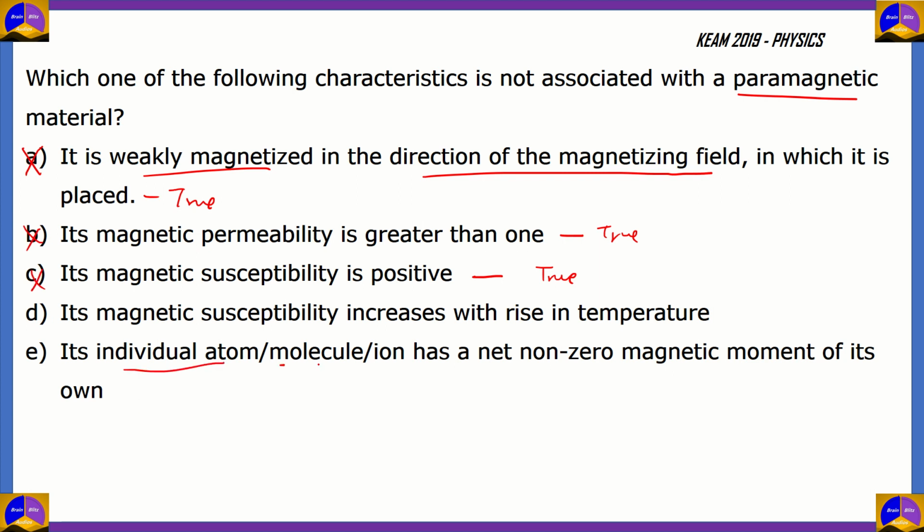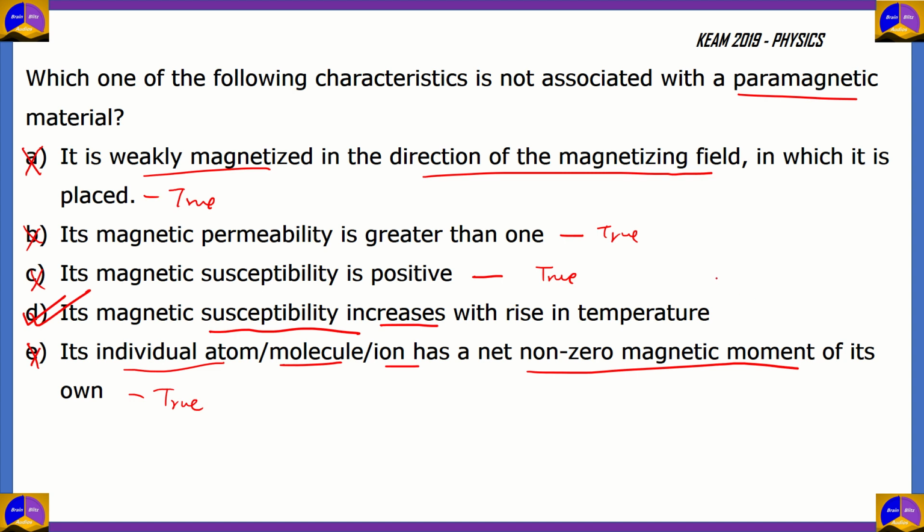Its individual atom, molecule, or ion has a net non-zero magnetic moment of its own. That is true because that's the reason why it can be magnetized, although weakly, and that's also the reason why its permeability and susceptibility are positive and greater than 1. So therefore, the statement is true, which means the option is incorrect. The right answer is option D. Magnetic susceptibility increases with rise in temperature.